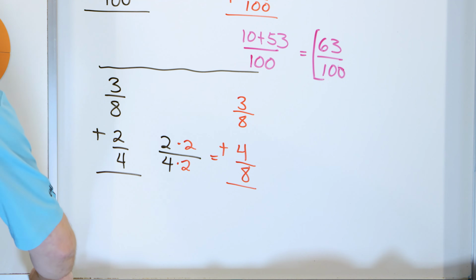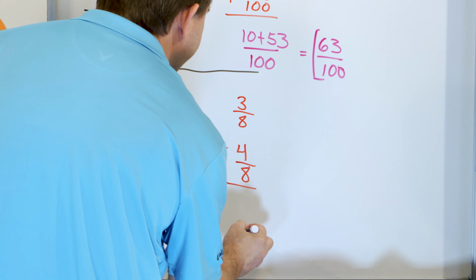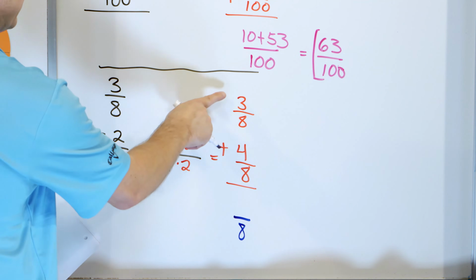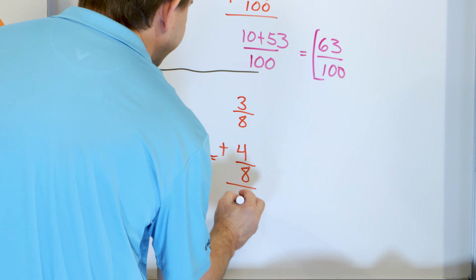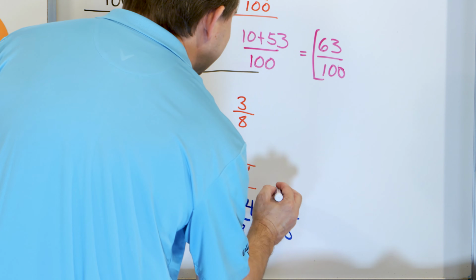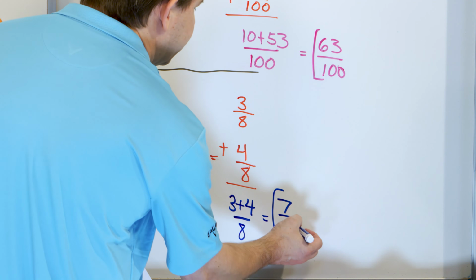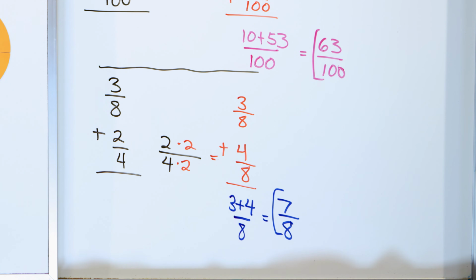Now these new fractions have the same denominator. So that means the denominator is going to have an 8 in there, and then 3 plus 4 goes on the top. 3 plus 4, which is 7, and then 8 goes on the bottom, and I can't simplify that any further. It's just 7/8. I can't think of anything to divide top and bottom by to make that any simpler.